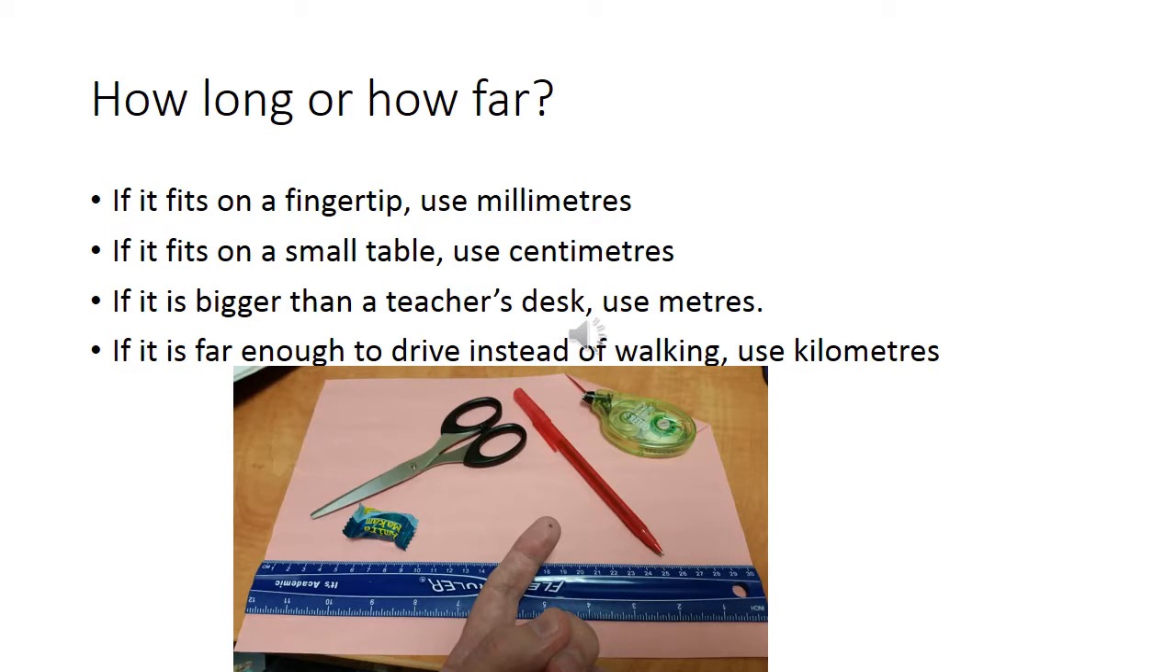The first thing we're going to look at is how long something is or how far something is. So if you have a ruler and you need to measure something, that's how long it is. If you're wondering about the trip from home to Banff National Park, that's how far something is. There are different units we measure for different things.